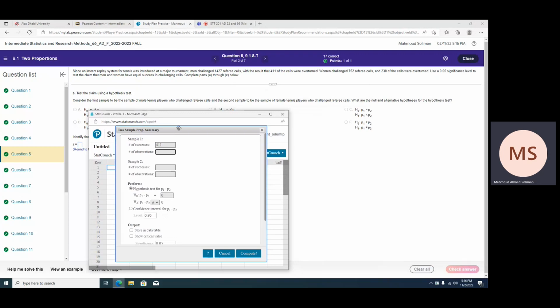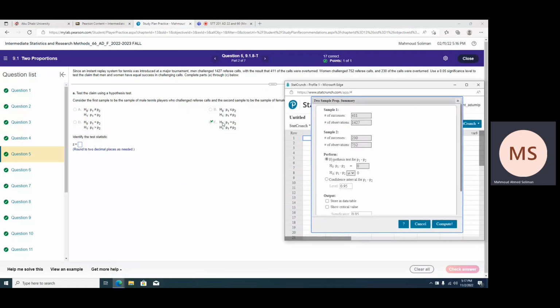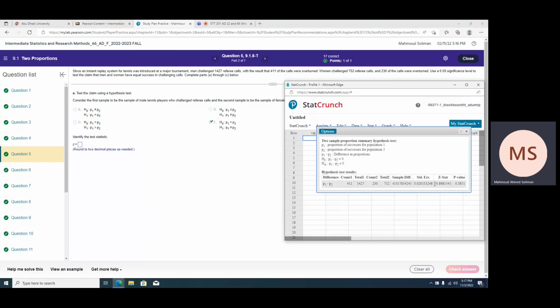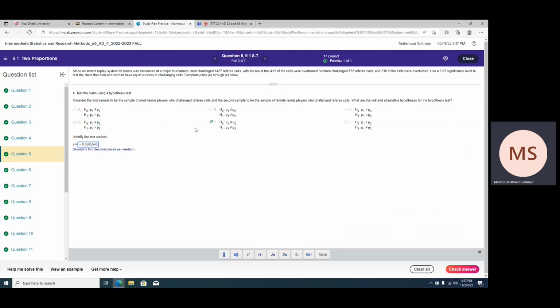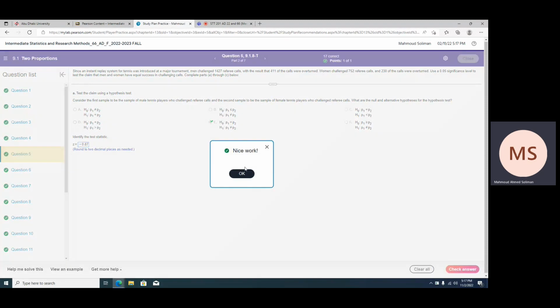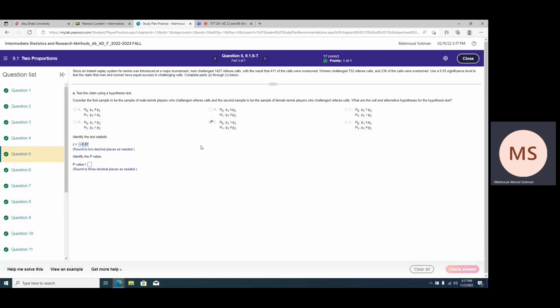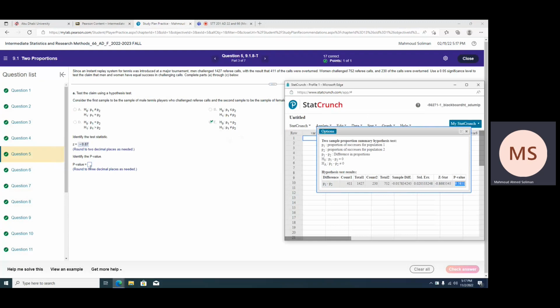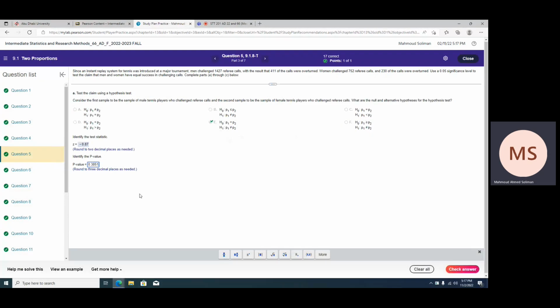In StatCrunch, Two Proportions, Proportion Stats, then Two Samples, with summary, because they didn't give us a table. Then we put observations, 1427, and for the females, we put 230 successes and 752 observations. Now we check, same signs, everything is good. We compute. We have our Z stat, we copy it and round to 2 decimals. We copy the p-value as well, 3 decimals, so we'll remove 1.